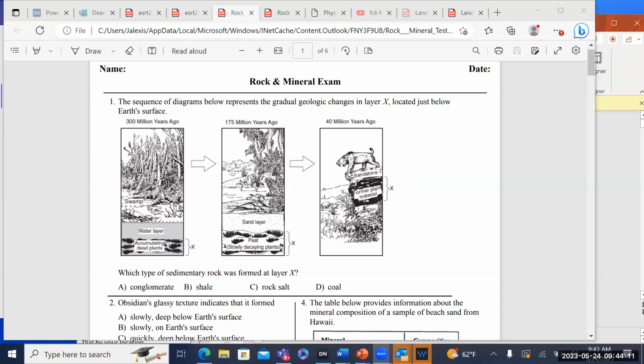Alright, everybody. This is going to be for the Regents mineral exam review. And so we're going to start with question one.